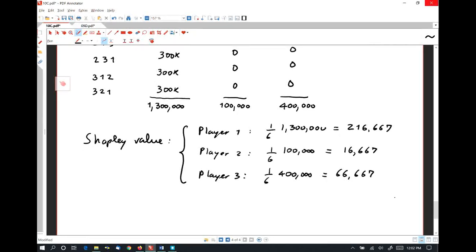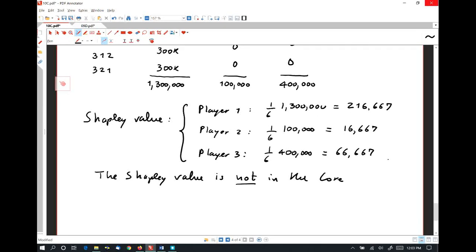Okay, so now this is an interesting game because the Shapley value is not in the core, because when we looked at the core for this game, we saw that if x1, x2, x3 is in the core, then x2 must be equal to 0.